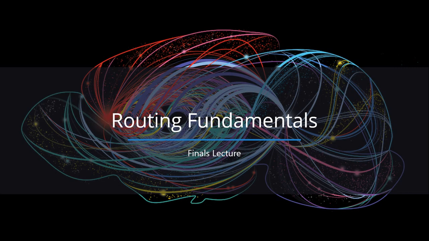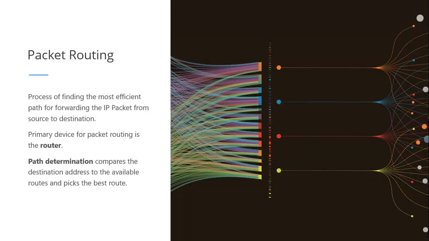So without routing, it won't be possible for any data to actually navigate through the complex system of the internet with its interconnected nodes and be able to actually reach its destination. So let's take a look at some of the important things that we have to remember when we talk about routing. So first we have what we call packet routing.